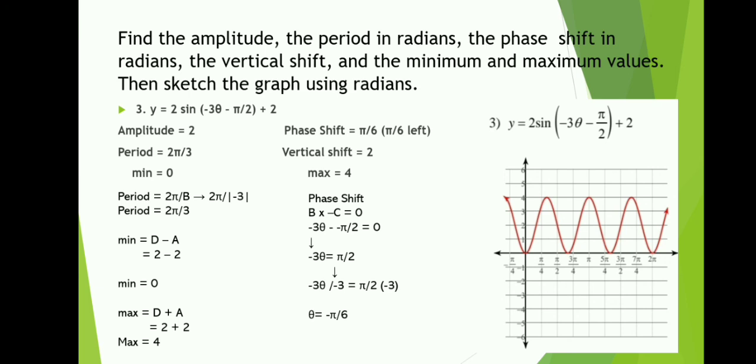So, ang vertical shift is 2, and given na siya kay mao na siya ang extended number nga makita. So, in minimum and maximum, the maximum is adding the vertical shift and amplitude. So, 2 plus 2 equals 4, and the minimum is subtracting the vertical shift and the amplitude, which is 2 minus 2 equals 0. And mao na siya ang atong graph.